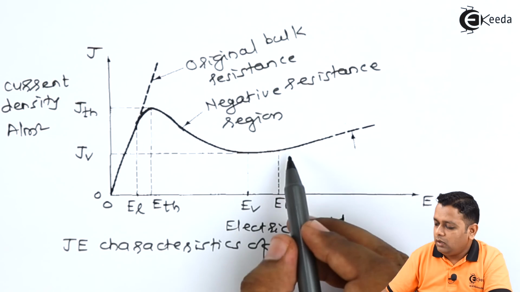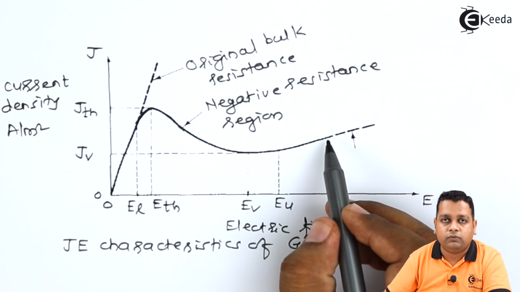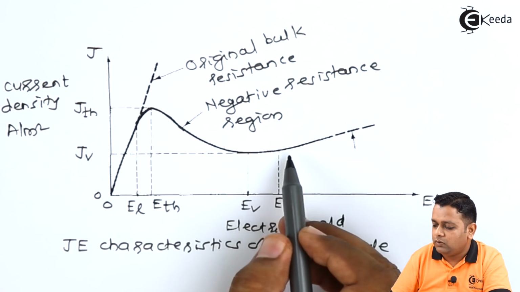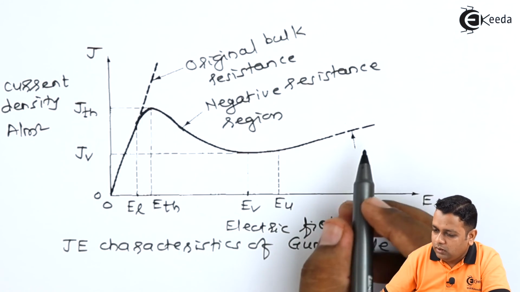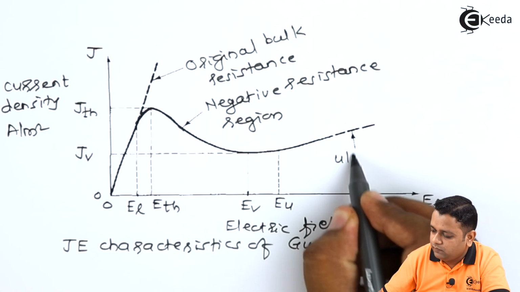And finally, after the negative resistance region has been gone through, we have the ultimate bulk resistance.